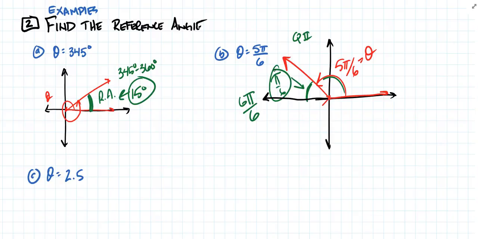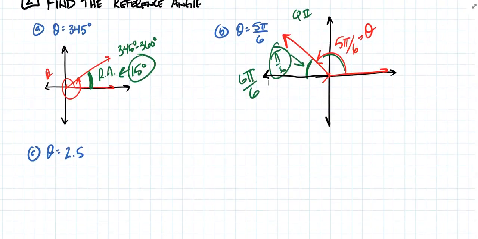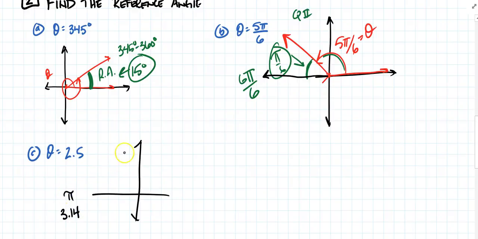Okay, part C, the reference angle for 2.5 radians. So you have to figure out where in the heck is 2.5 radians. Well, 2.5 radians is somewhere between pi over 2, which is 90 degrees, and pi, which is 180 degrees. So 2.5 radians is somewhere over here in quadrant number 2, because pi radians is 3.14, and pi over 2 radians is approximately 1.57, and I'm looking for 2.5, so it's somewhere in between.